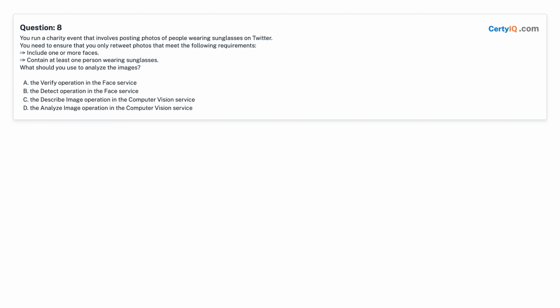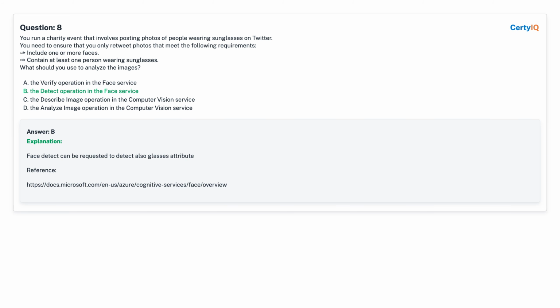Question 8. You run a charity event that involves posting photos of people wearing sunglasses on Twitter. You need to ensure that you only retweet photos that meet the following requirements. Include 1 or more faces. Contain at least 1 person wearing sunglasses. What should you use to analyze the images? A. The verify operation in the face service. B. The detect operation in the face service. C. The describe image operation in the computer vision service. D. The analyze image operation in the computer vision service. Answer is B. The detect operation in the face service.